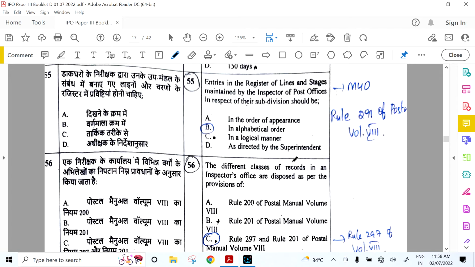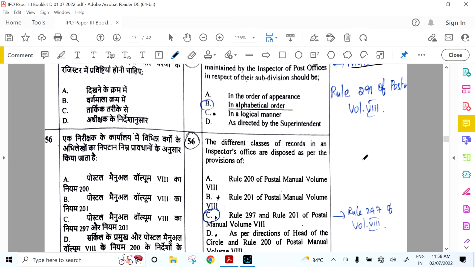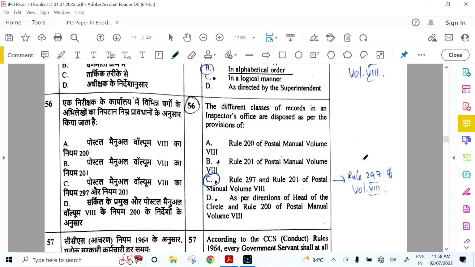Entries in register of lines and stages maintained by Inspector of Post Offices in respect of their subdivision should be in the alphabetical order. These lines and stages will be maintained in M40 and Rule 291 of Postal Volume 8. It is mentioned in Rule 291 of Postal Volume 8.